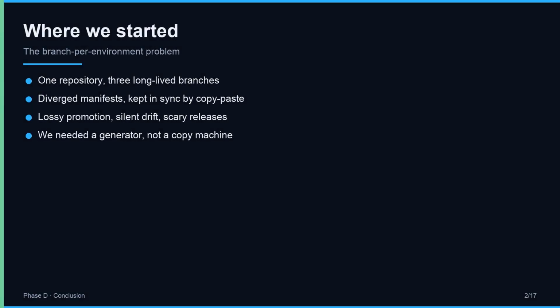One repository, three long-lived branches, dev, test, and prod. Diverged manifests, kept in sync by manual copy-paste. Lossy promotion, silent drift, and releases that felt scary every single time. The diagnosis was clear: we needed a generator with one source of truth, not a copy machine.